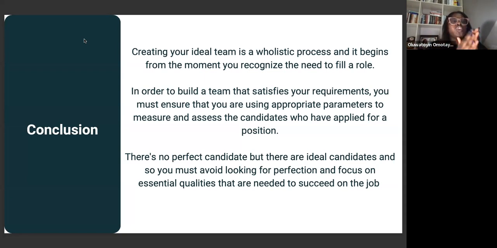So you must learn to focus on essential qualities that are needed to succeed on the job, not someone who looks exactly like you. So understanding that there are no perfect candidates would help you to streamline your focus in creating your ideal team.